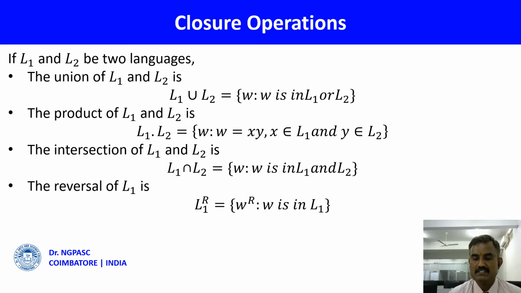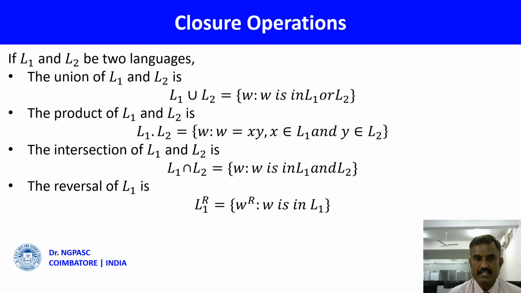For example, using the same L1 and L2, L1 dot L2 is equal to {abba, abdc, cdba, cddc}. Similarly, L2 dot L1 is equal to {baab, bacd, dcab, dccd}.